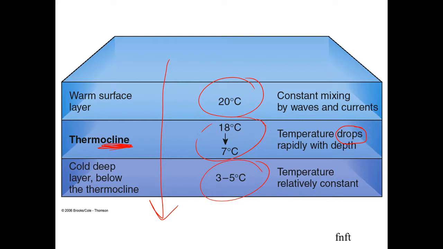Okay? Again, warm at the top, cold at the bottom. Change, that's the symbol for change, delta, happens in the middle. But temperature is dropping rapidly with depth. So that is what your graph looks like.